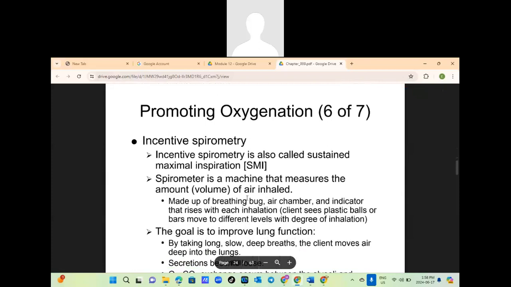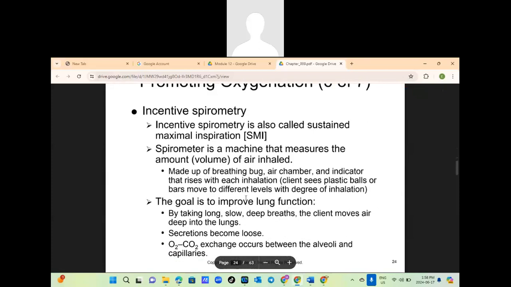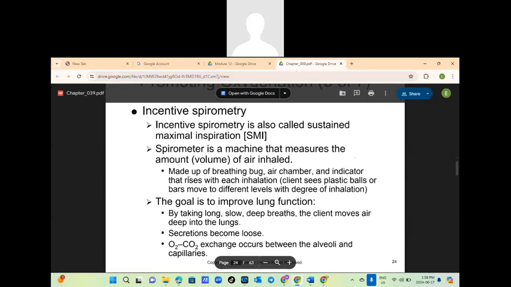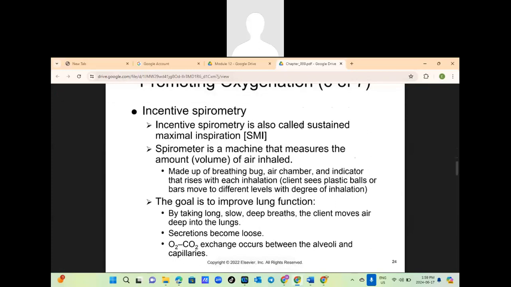All right, so let's go to incentive spirometry. Incentive spirometry provides encouragement. A spirometer is a machine that measures the amount or the volume of air inhaled. Incentive spirometry is also called sustained maximal inspiration or SMI. A spirometer again is the machine that measures the amount or the volume of air inhaled.